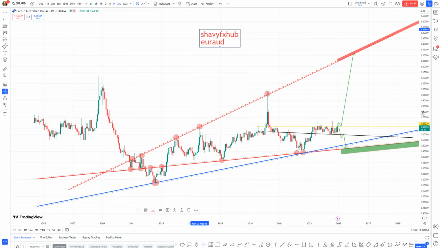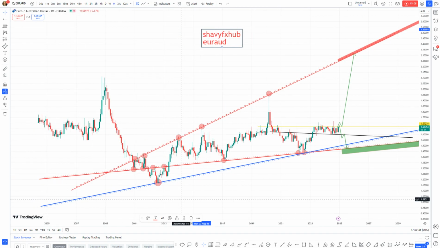All we are looking for, all we are praying for, is a break and close, the body of a candle, above this mark for us to go long. If that doesn't happen, going long on euro will not be a good idea. But if the monthly candle breaks above that, then wait for a little retest, then go long. That means euro is ready to smash Australian dollar.